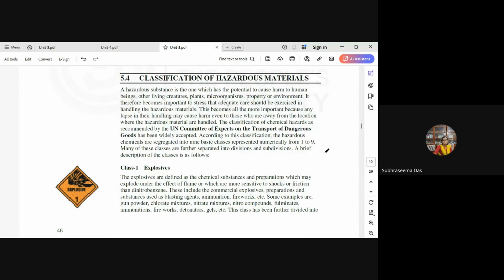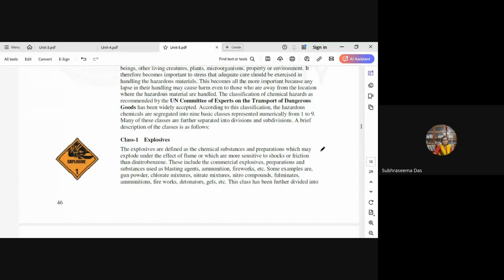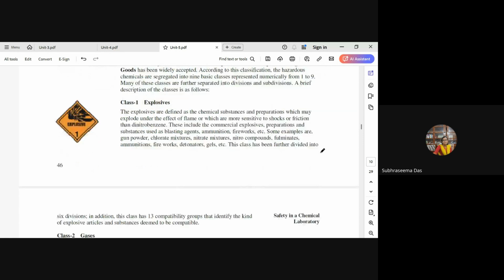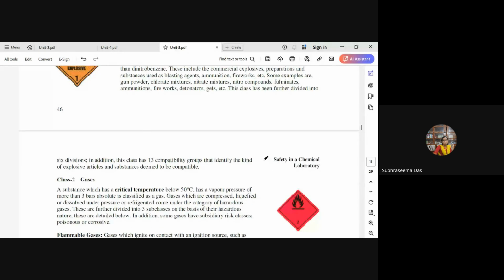Now coming to the classification of hazardous materials. We know that hazardous materials cause potential damage to human bodies. That is why the UN Committee of Experts on the Transport of Dangerous Goods has classified hazardous materials into different classes. The first one is class 1, that is explosives. Some examples are gunpowder, nitrates, nitro compounds, detonators, etc. They belong to class 1 explosives.